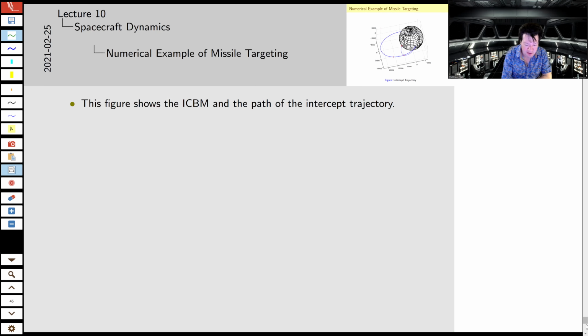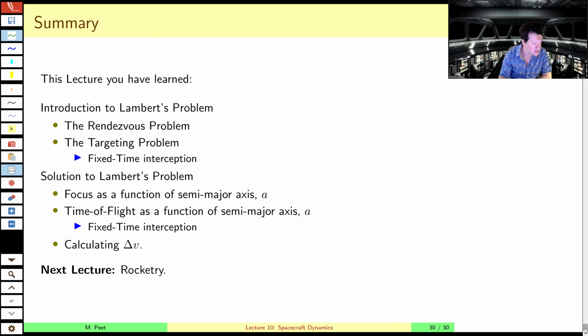In any case, we are now done with the problem of calculating navigation paths in space. So we've covered the general problem of transfers. We covered Hohmann's, the Hohmann trajectory. We've covered bielliptics, which incidentally have never actually been used. And perhaps the most important way of calculating transfers, Lambert's problem.